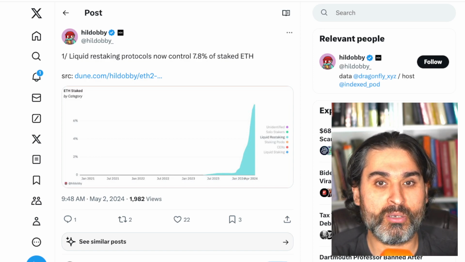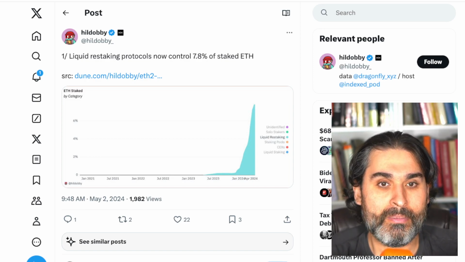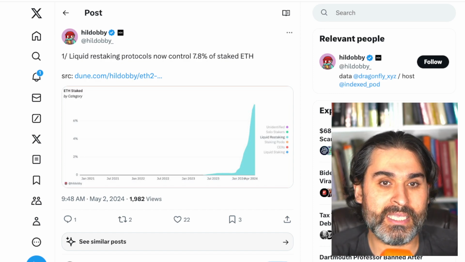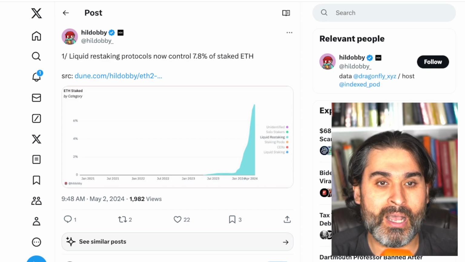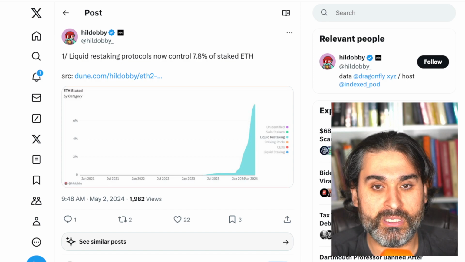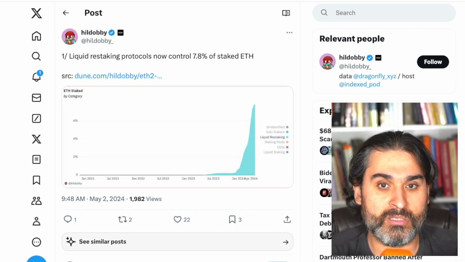Okay, next we're going to move on to some staking news, past Rocket Pool news. So here we have Hildobby sharing some screenshots about LRTs and LSTs and how it's working. We can see here how much ETH is staked through LRTs. And you can see the line has pretty much gone vertical compared to a year ago. Around January this year, the uptake of LRTs just went pretty much vertical.